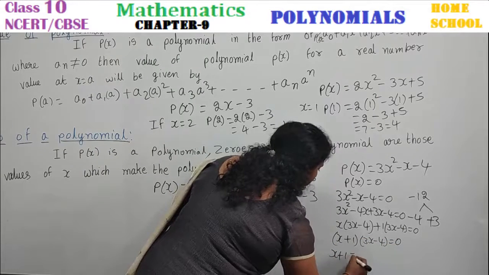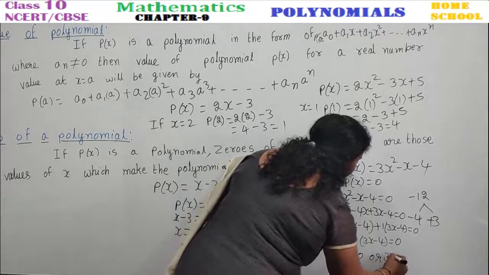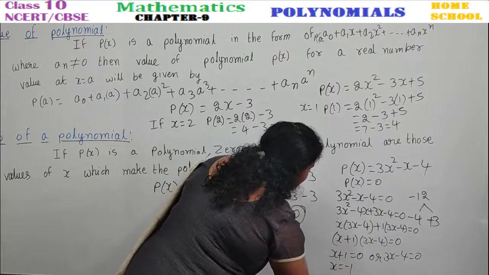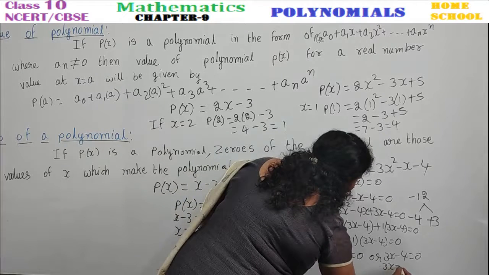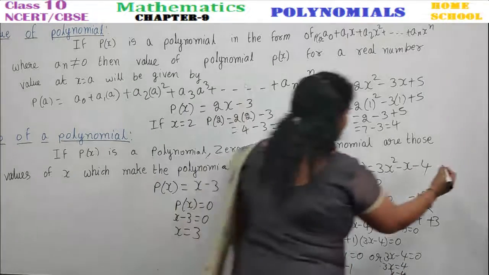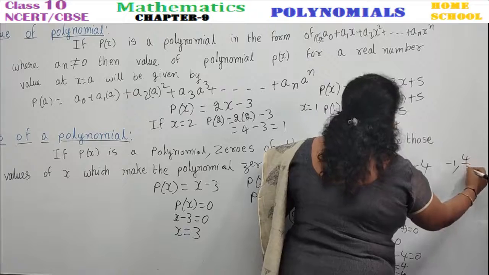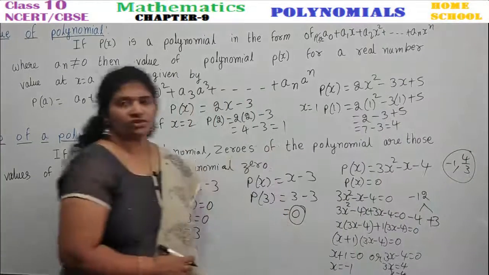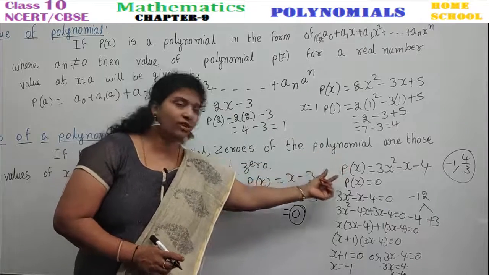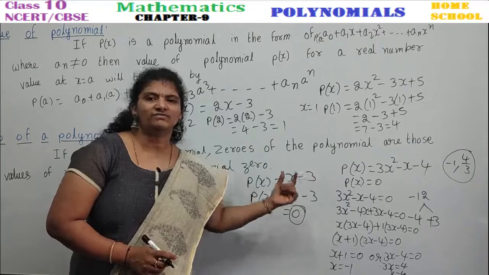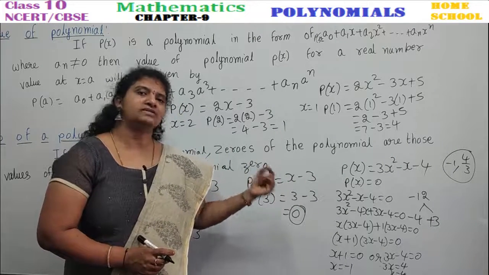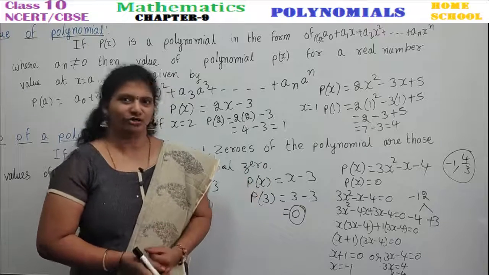x plus 1 equal to 0 or 3x minus 4 equal to 0. Plus 1 send other side. x is equal to minus 1 and 3x is equal to 4. x is equal to 4 by 3. Finally, what I can say here, minus 1 and 4 by 3 are the zeros of the polynomial. If you substitute those values in the given polynomial, your answer will become 0. So, the numbers which make a polynomial 0 are all called the zeros of the polynomial.